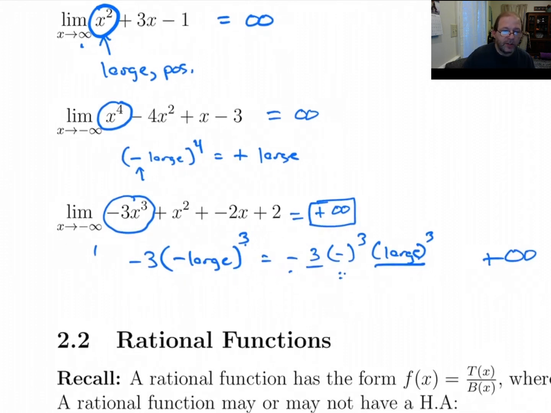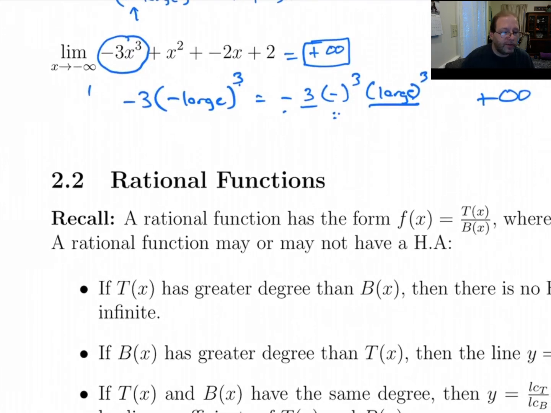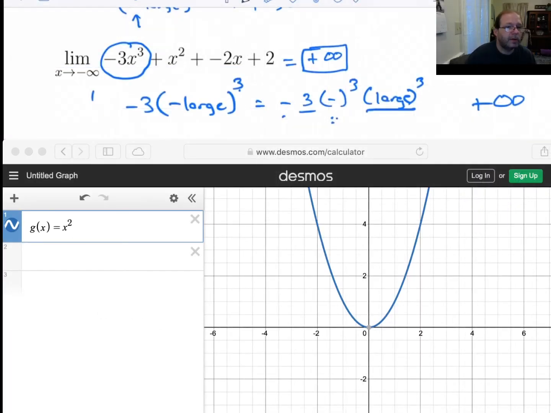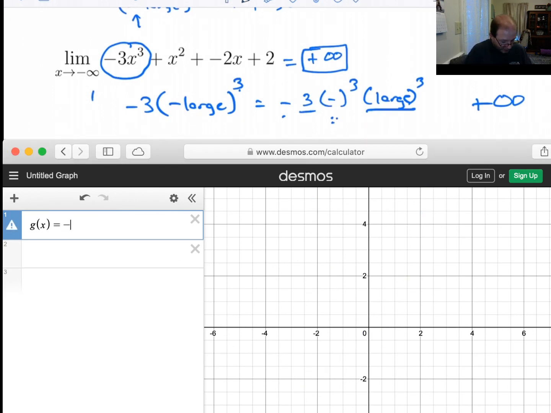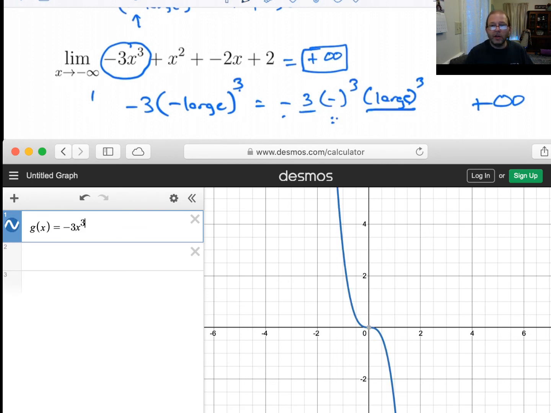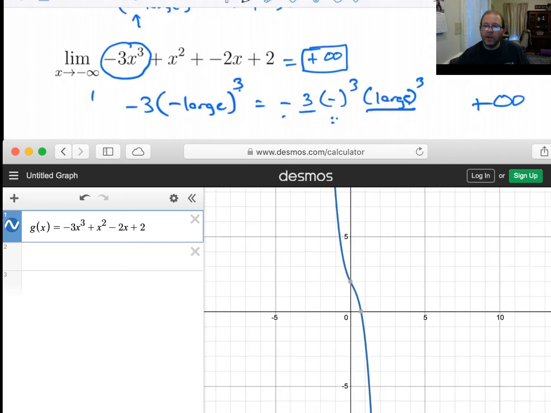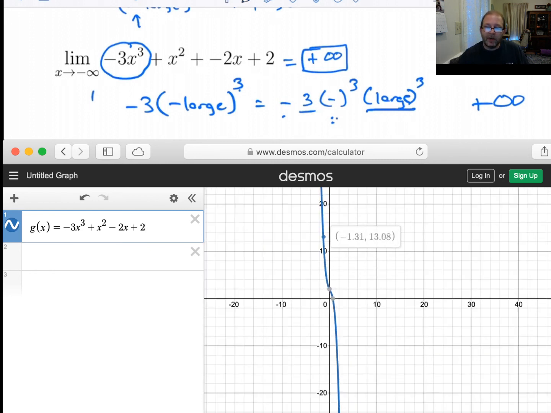And if we wanted to double check this with Desmos, all we'd have to do is type it in. Let's see. Minus 3x to the third. And notice this already shows us that as x goes to negative infinity, our function grows to infinity. And if I put the other terms in, they're going to affect the shape of things a little bit, but it doesn't change the fact that this goes to positive infinity. So there's no need to look at anything but the leading term.